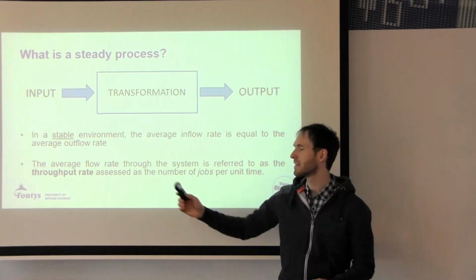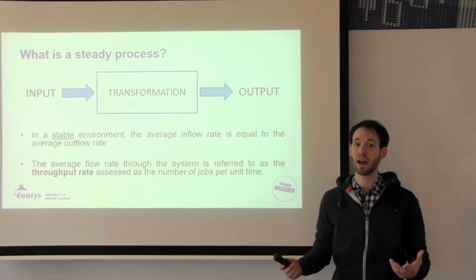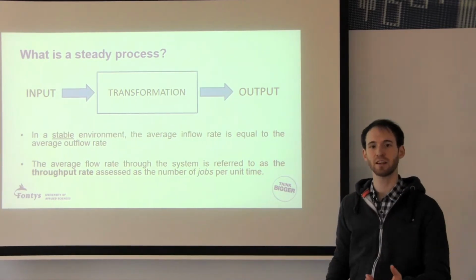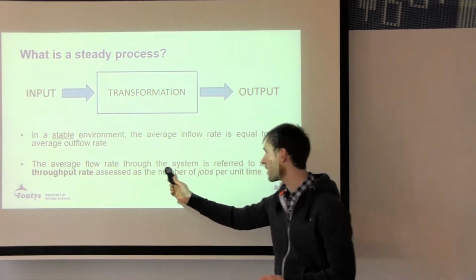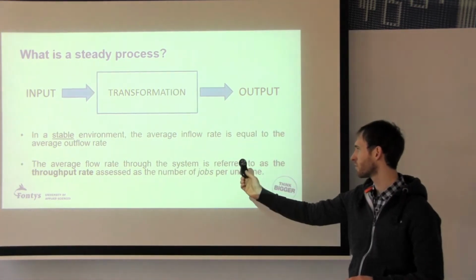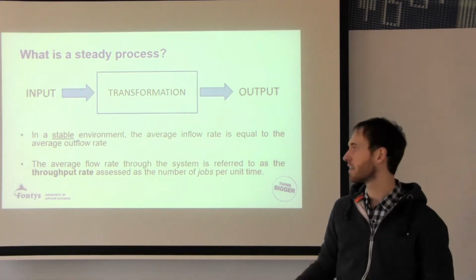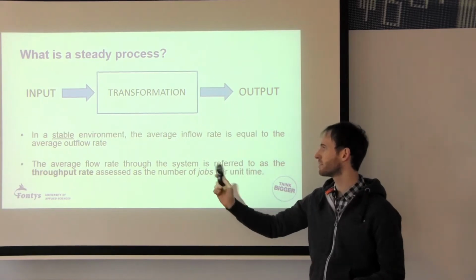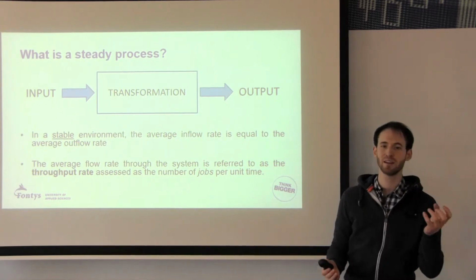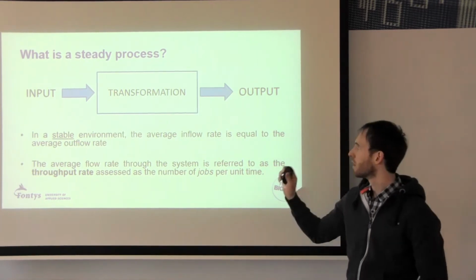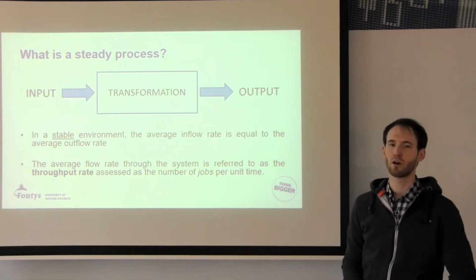So the throughput rate, so how many are coming out of the system, how many units are processed per time. And the average flow rate through the system, as said, is called throughput, so the number of jobs per, let's say, hour, per minute, that is finished. And in a stable environment, throughput is equal to inflow and outflow because it's stable. So what you get in is also what you get out. And this is something that is going to be important later when we look at Little's law and the applications.